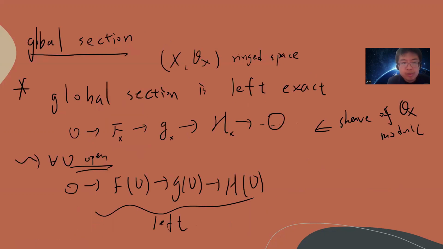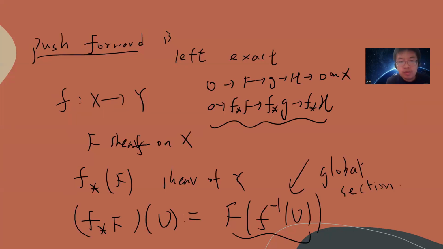So if we prove global sections is left exact, then it proves that push forward is left exact. And in the future I will prove that there's a functor called pullback, and pullback is an exact functor. In this video I only prove that global section is left exact. This proof is just a check of your understanding of sheaves. If you understand the definition, then you should be able to prove it. It should not be difficult.